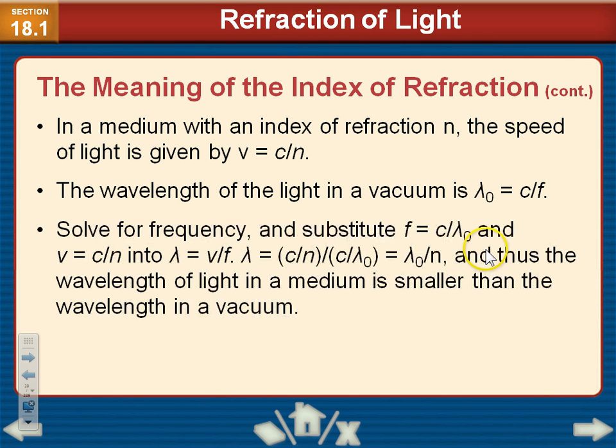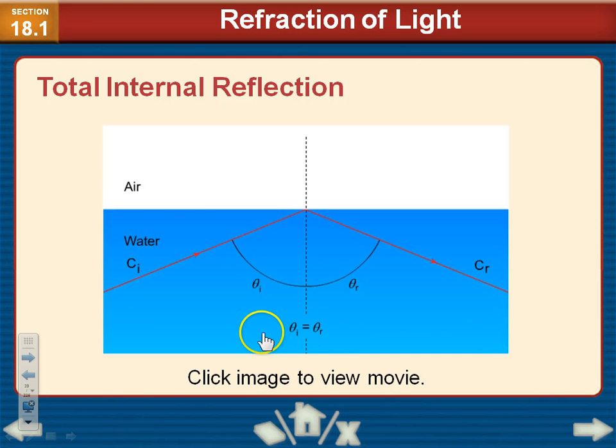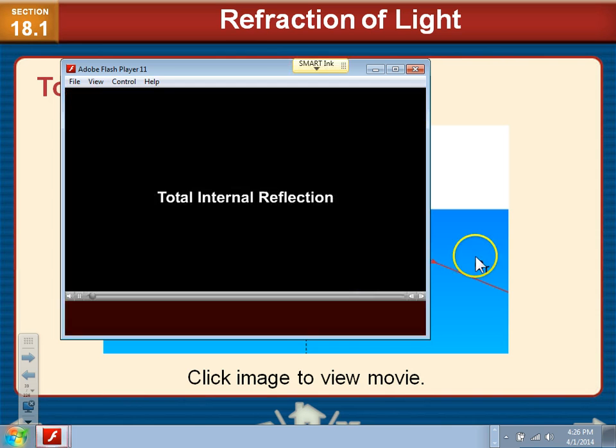And so again, we could look at these, solving for frequency and substituting in. Now let's take a look at this idea of total internal reflection. In other words, at what angle does it have to shine so that it gets bent so far that the light doesn't come out? So here's our little movie.